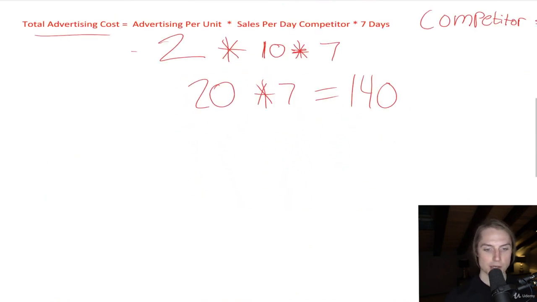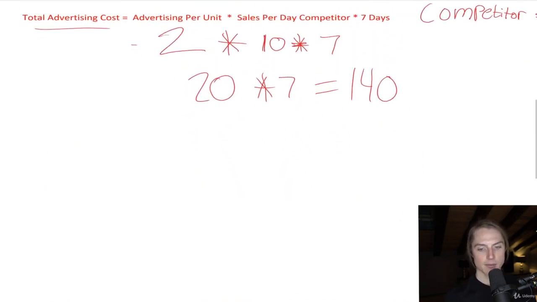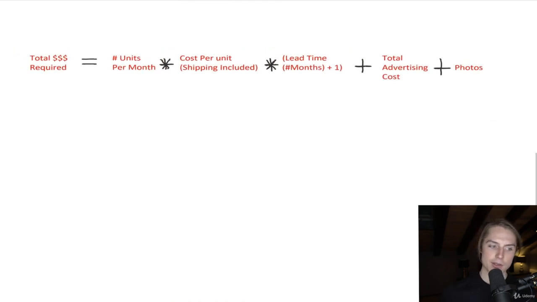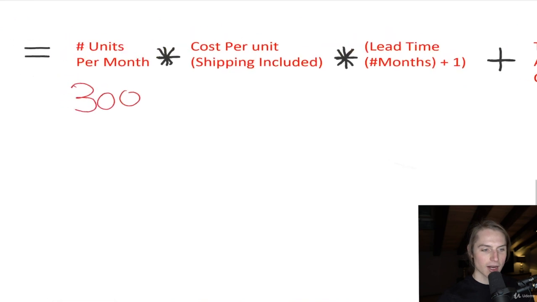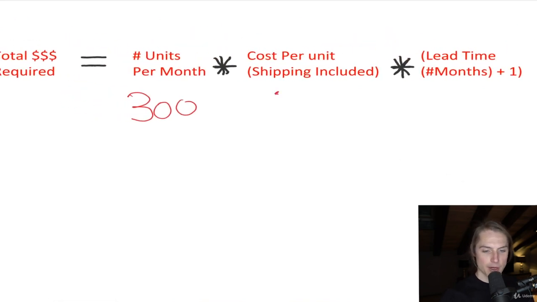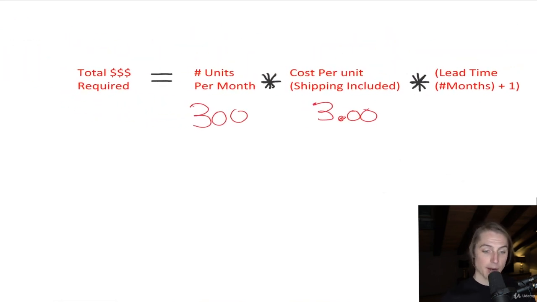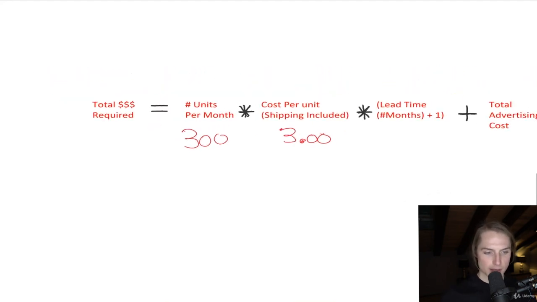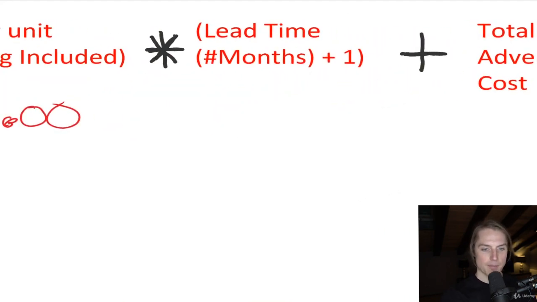So let's just assume that it was $140 here, okay? So the total cost here, well, you need to look at the number of units per month. So if our competitor was doing 300, we're going to say 300 to match them because we want to be selling as much as they are. All right? And then now the cost per unit with the shipping included. So our cost per unit is going to be $3. Okay, and we're assuming that the competitor is selling 300 units a month. So now we would go into the lead time. Now, if our lead time was 60 days, that would be 2 months.